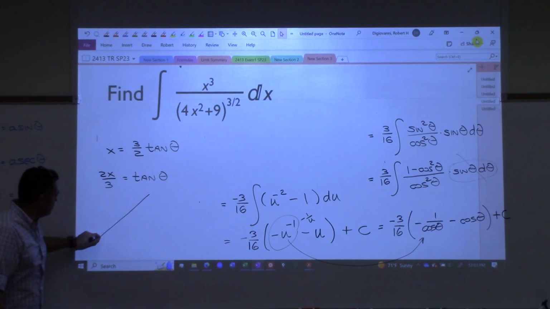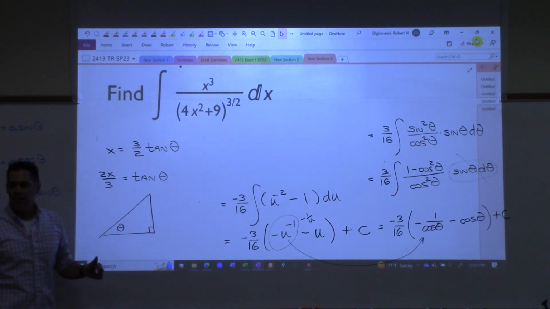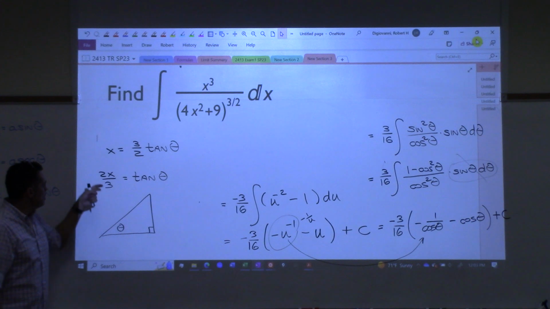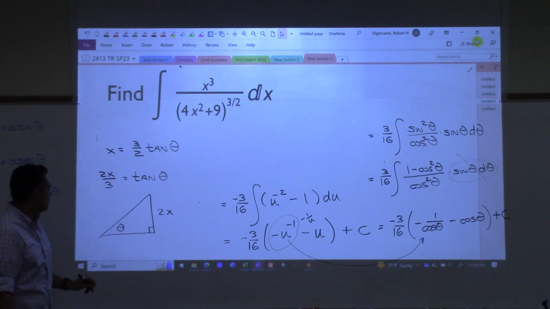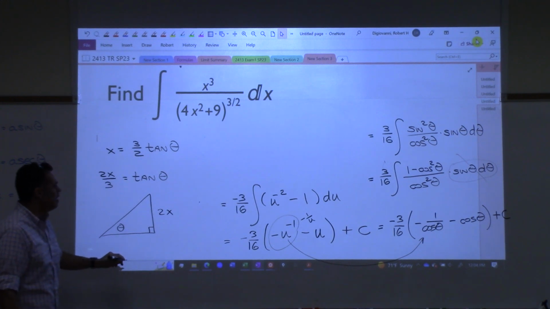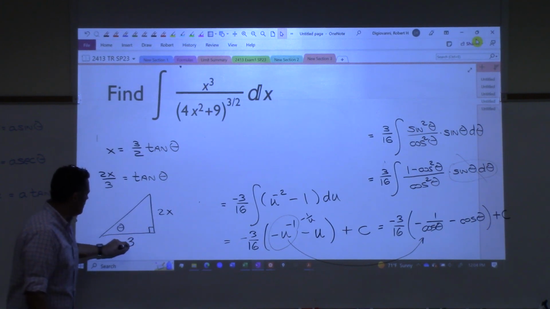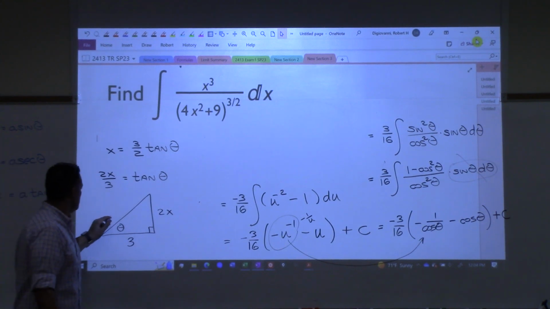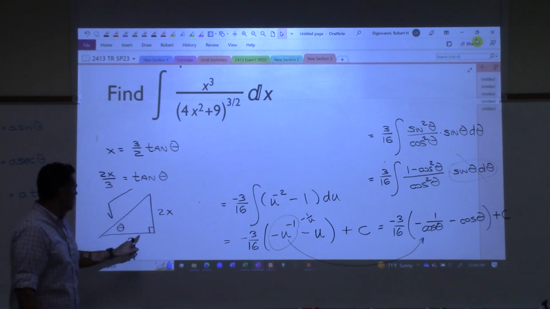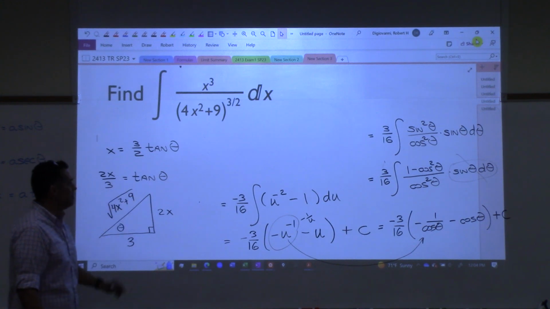I'm going to draw a right triangle. Theta. Tangent is opposite over hypotenuse. So the opposite side here for me is 2x, and the hypotenuse is, sorry, what did I say? Opposite over adjacent is what I meant to say. So 2x over this one is 3. And then you can solve for this side. What is opposite over adjacent? Tangent. Square root of this squared plus this squared, so 4x squared plus 9.